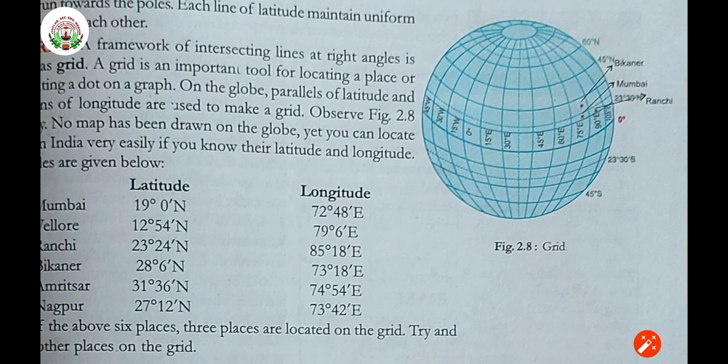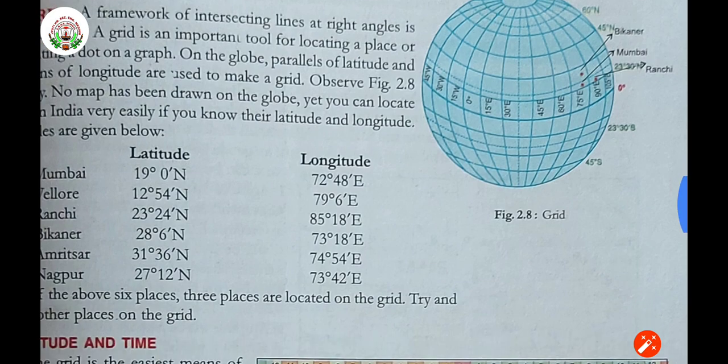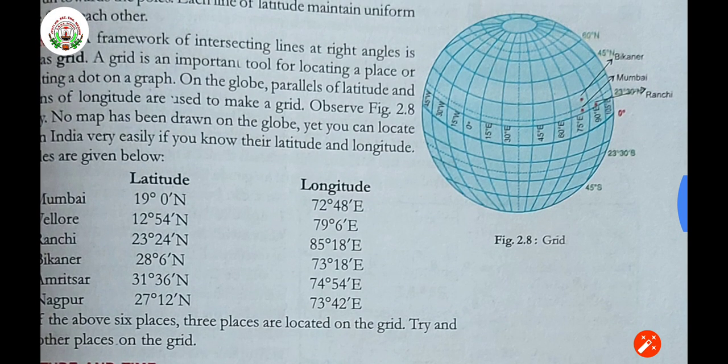In this manner, if you know the latitude and longitude of a place, you can easily locate the place on the globe. This is the use of a grid line. That is why the globe is very important for locating places and finding the actual distance. In the same manner, Ranchi is 23 degree 24 minutes north, 85 degree 18 minutes east.